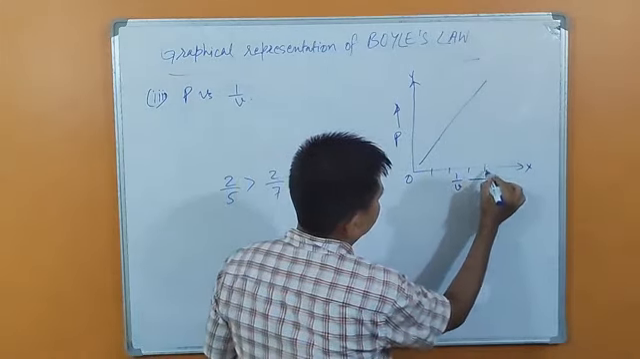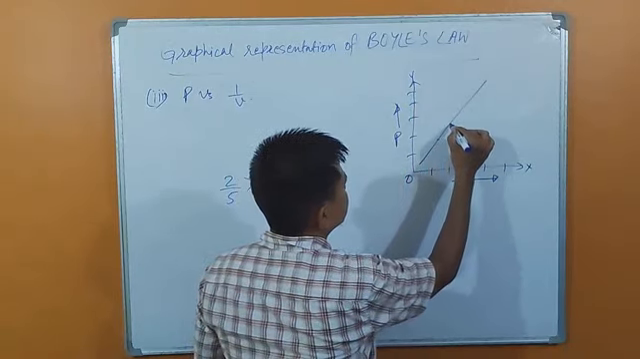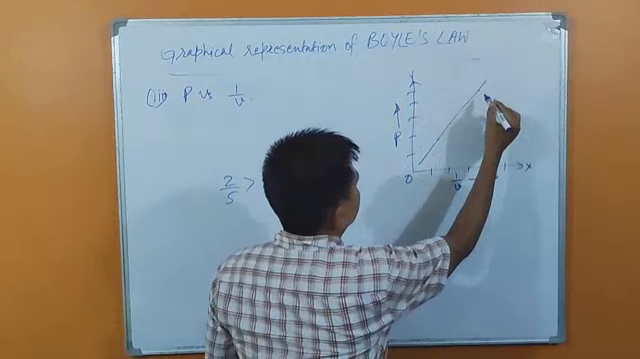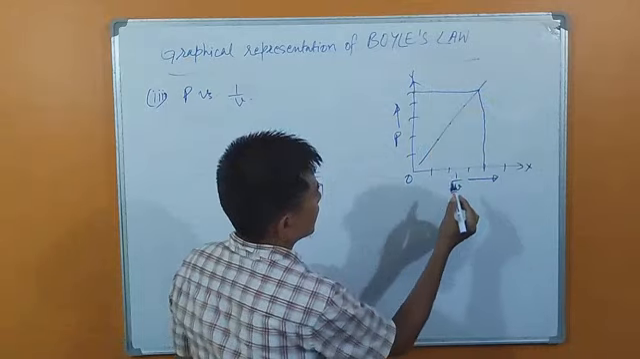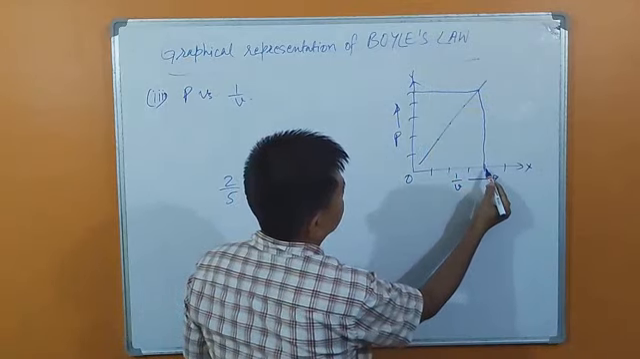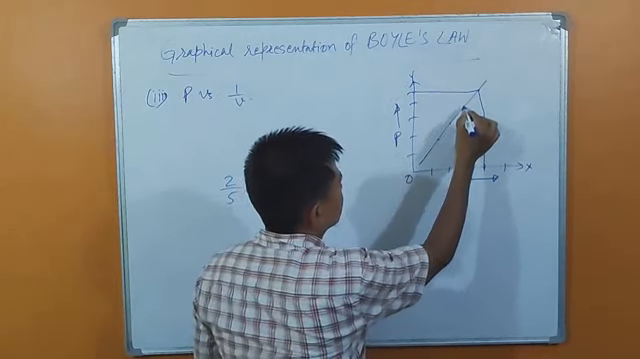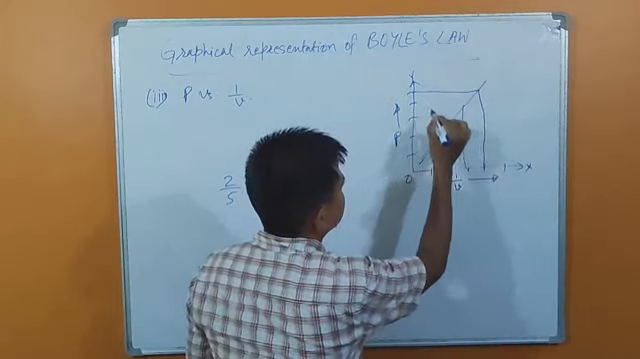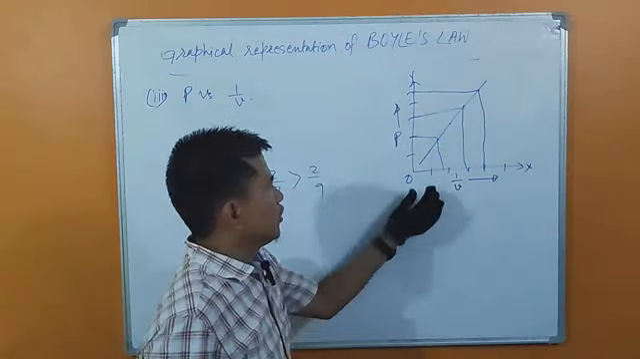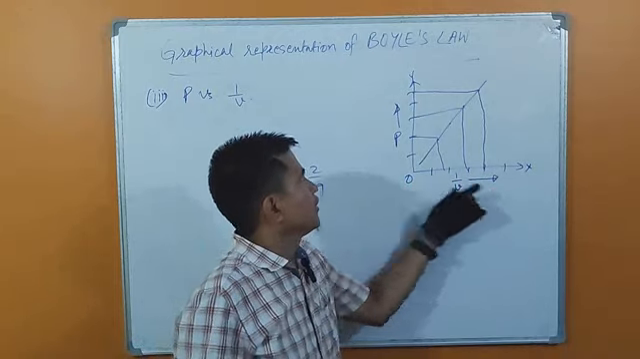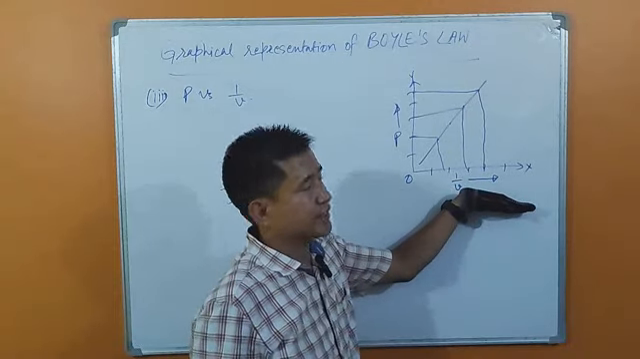1, 2, 3, 4, 5. For this value, for this value, for this value, for this. Okay, here 1, 2, 3, 4. When 1 upon V was 4, P was 1, 2, 3, 4, 5. Okay, now this. When you increase 1 upon V, P also increases. When you increase P, 1 upon V also increases at the same time.